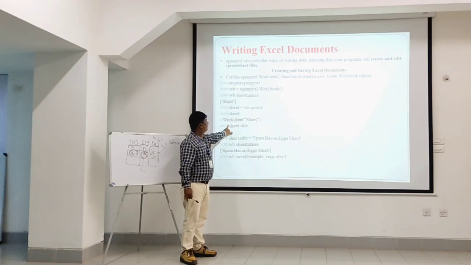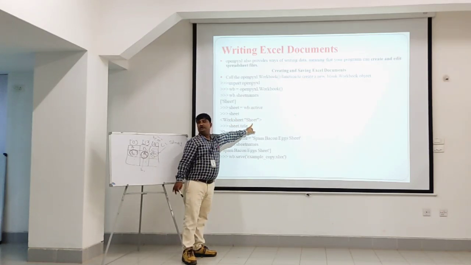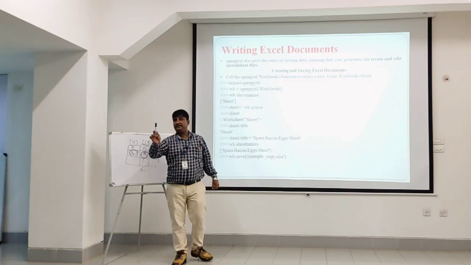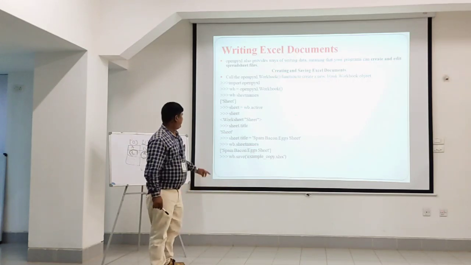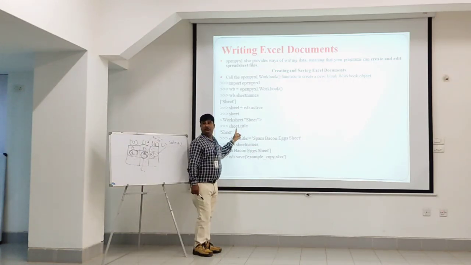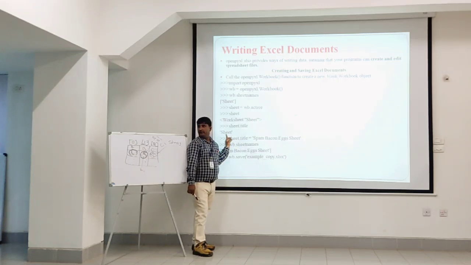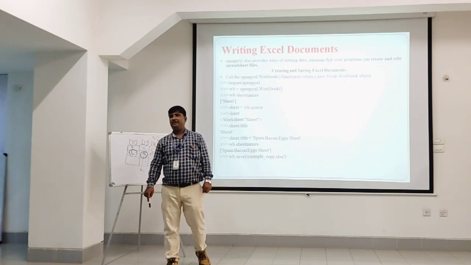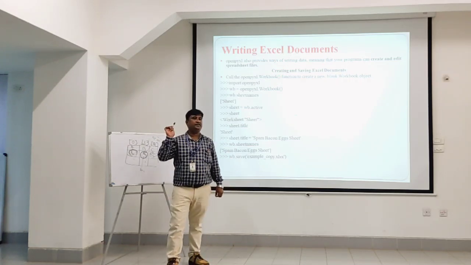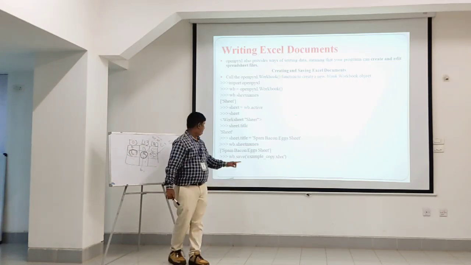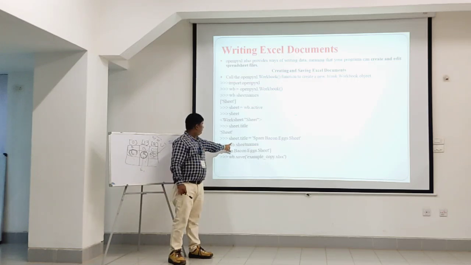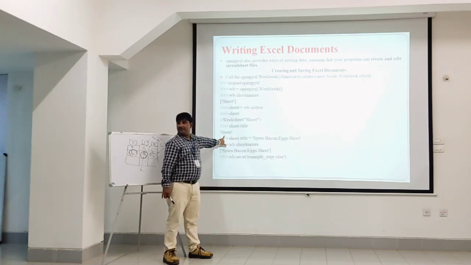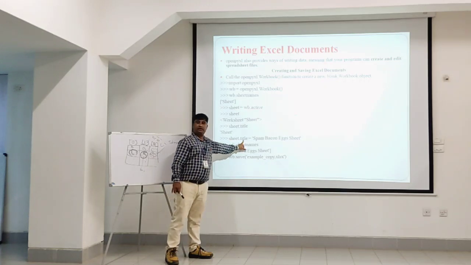Next. sheet = wb.active. That is nothing but which sheet am I using? The worksheet "Sheet". Not Sheet1, not Sheet2, not Sheet3. I am using only "Sheet". Next, sheet.title. What is my sheet.title? "Sheet". When you create openpyxl.Workbook, it creates only "Sheet". Next, sheet.title. What does it print? "Sheet".